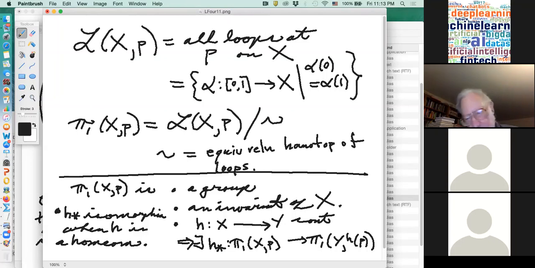Now, I want to discuss why it's a group, I'll leave the naturality properties out. We could talk about them a little bit more next time. They're the easy part, but seeing that it's a group is worth understanding. And then I want to show you what the fundamental group of the complement of a knot looks like.